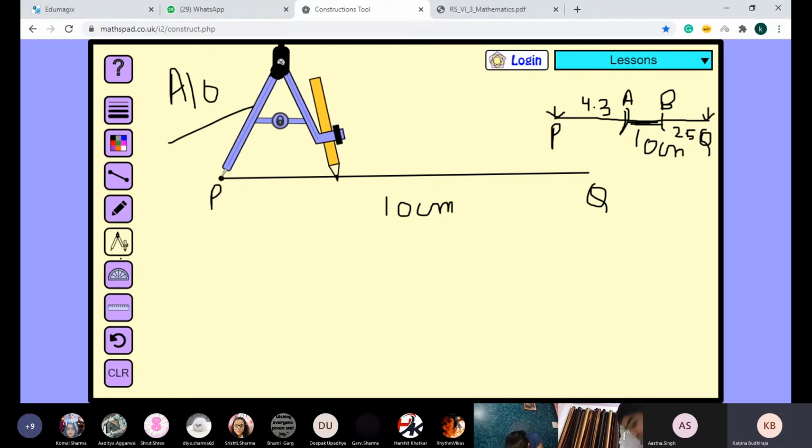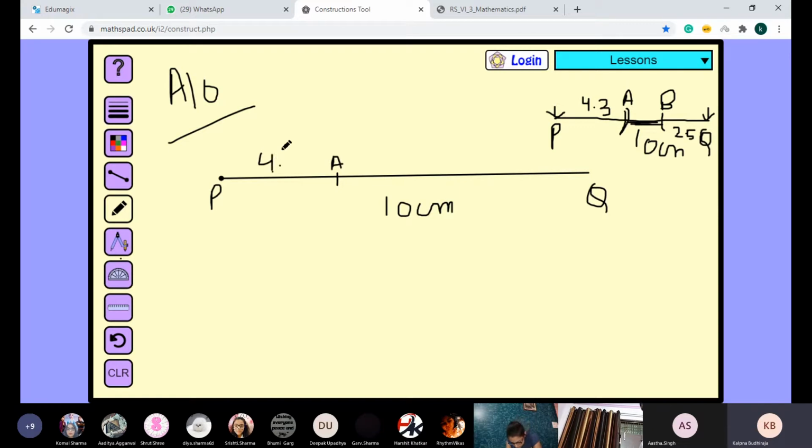Now, cut the arc. Now, you can see all of you, I have cut the arc. Okay. This is going to give me point A. So, this PA, as per the question given, it is 4.3 centimeter. Asta, this step is clear to you? Yes, ma'am. Okay, now for the next step.